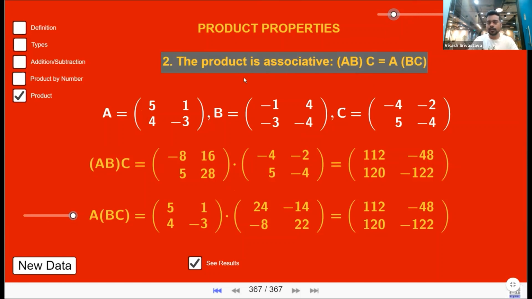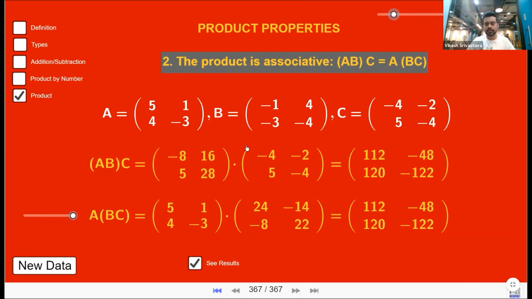Now this is another important property, the property of associativity. The product is associative. Let's say I have three matrices which I want to multiply. I multiply the first two matrices first, and then whatever the resultant matrix is, I multiply it with C, which is another matrix. In another case, I multiply B and C first, and then whatever the resultant is, I multiply it with A. In this case, the resultant of the product of these three matrices will be equal.